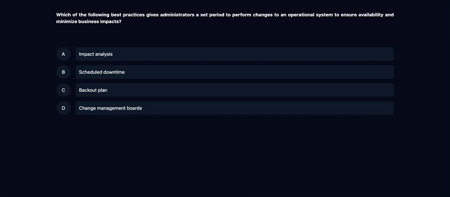Which of the following best practices gives administrators a set period to perform changes to an operational system to ensure availability and minimize business impacts? A. Impact analysis. B. Scheduled downtime. C. Backout plan. D. Change management boards.